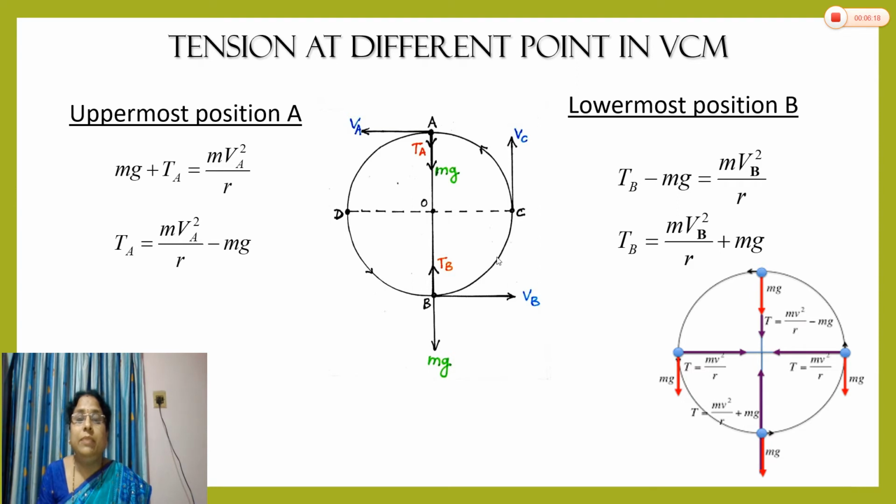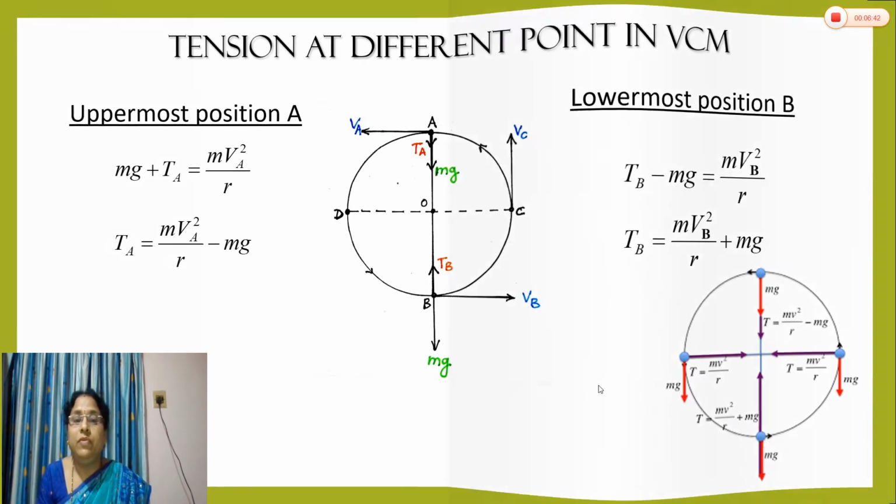Now here, if the object is at point C and at point D, see in this diagram, when the object is at horizontal position, the tension is directed along the radius towards the center, and that provides the centripetal force, and the mg, that is the weight, is perpendicular to the tension in the downward direction. So here directly we can say the tension is equal to centripetal force.